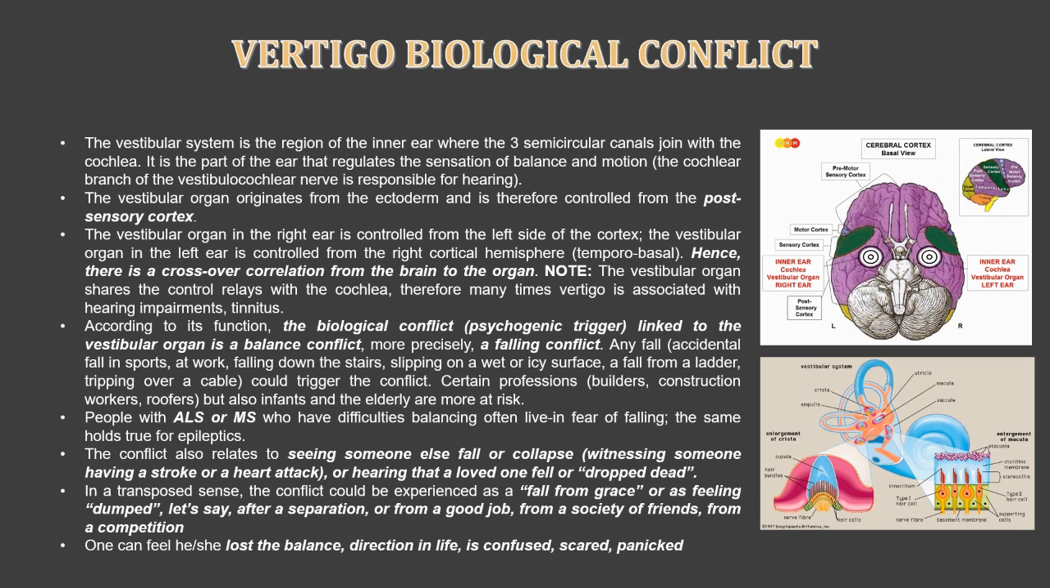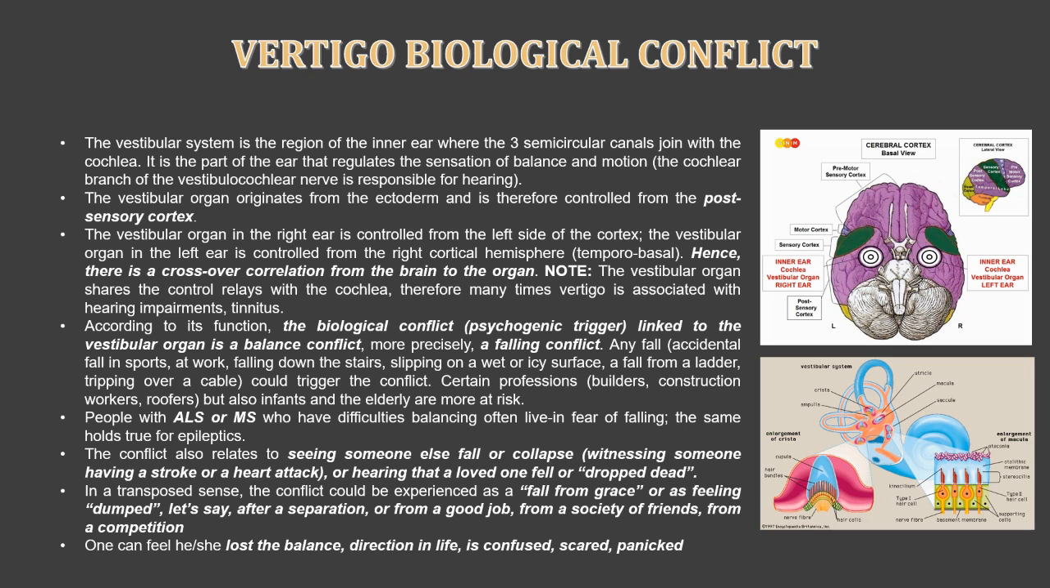Another possible cause for vertigo is a biological conflict, so it's psychosomatic. The vestibular system is the region of the inner ear where the three semicircular canals join with the cochlea, as we've seen, and it is the part of the ear that regulates the sensation of balance and motion. The cochlear branch of the vestibulocochlear nerve is responsible for hearing. And the vestibular organ originates from the ectoderm and is therefore controlled from the postsensory cortex.